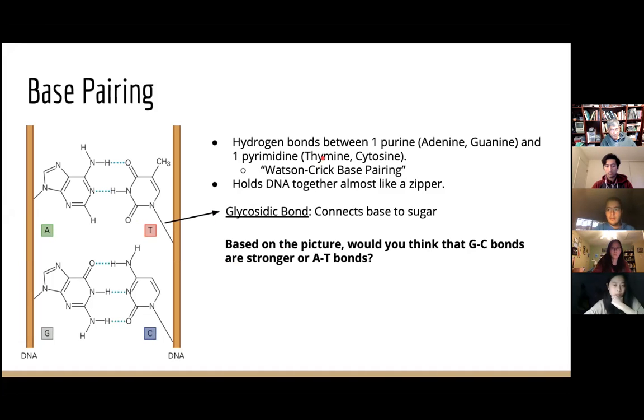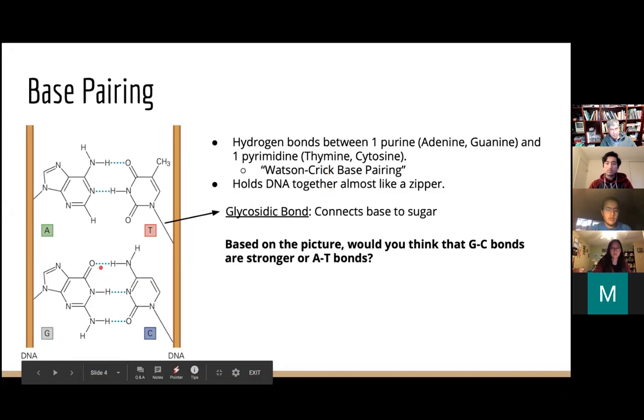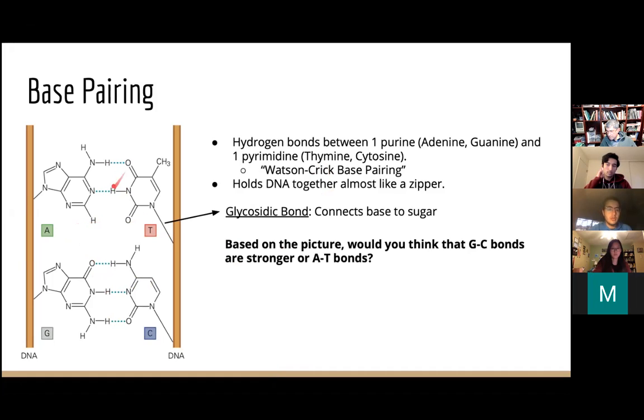I would assume it's G and C. Yeah, exactly. Because as you can see in the picture, it's forming 3 hydrogen bonds, and adenine and thymine are only forming 2 hydrogen bonds. So generally, DNA with a higher GC count has stronger base pairing between the 2 strands.